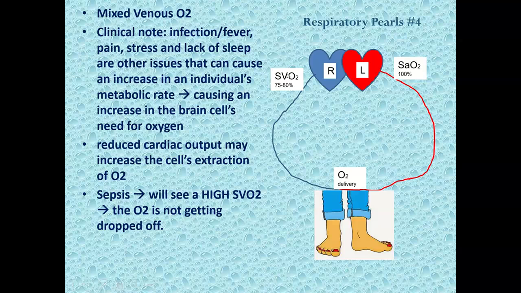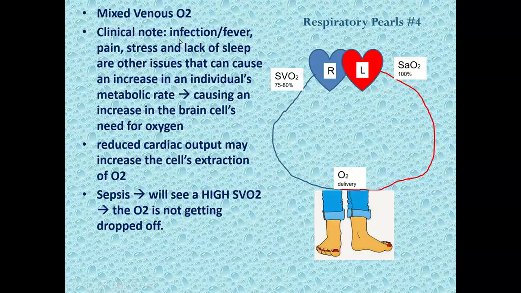What would cause the venous oxygen saturation to go way down? In other words, what would cause this UPS truck to drop off a whole lot more oxygen than normal? Instead of dropping off 20 to 25 packages, what would make the UPS truck drop off 30, 40, 50 packages of oxygen instead of the normal 20 to 25? And these are the things noted over here that would cause more drop off. In other words, these are the things that cause the cell to use more oxygen.